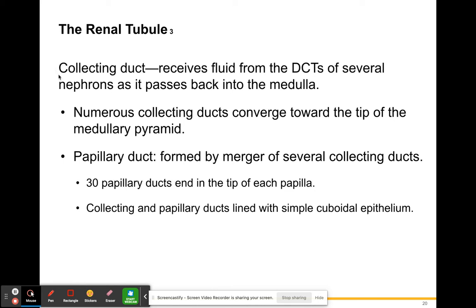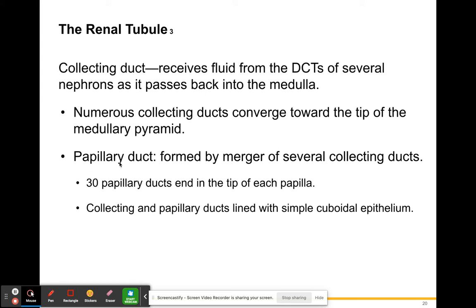After that, we will have the collecting duct, which is going to receive fluids from those distal convoluted tubules, and it's going to do so through several different nephrons, right? So this collecting duct is going to have many distal convoluted tubules feeding into it as it passes through the medulla of the kidneys.